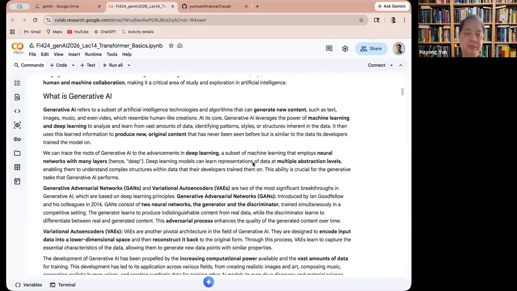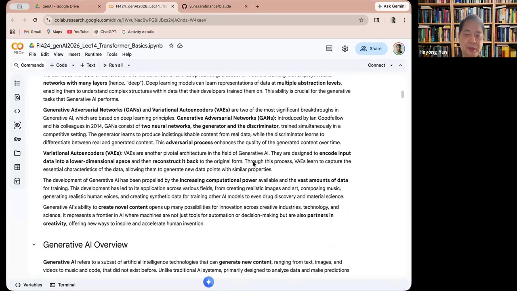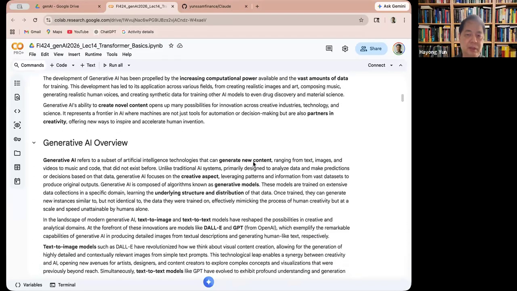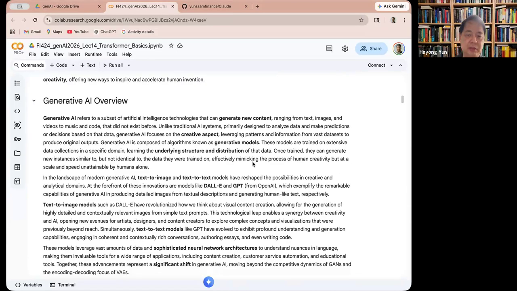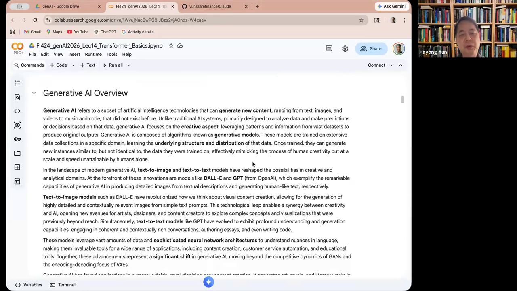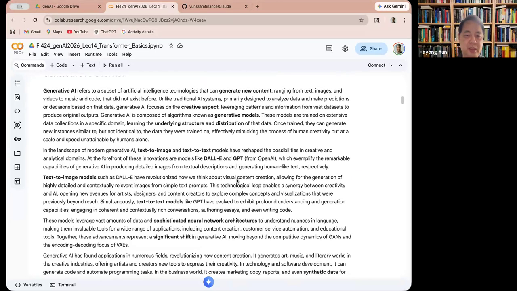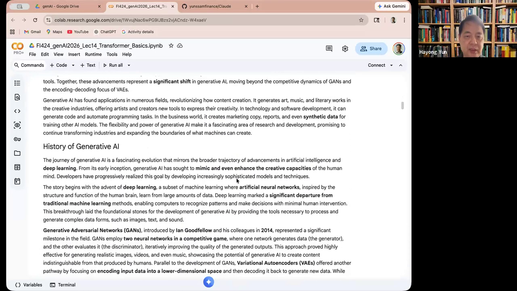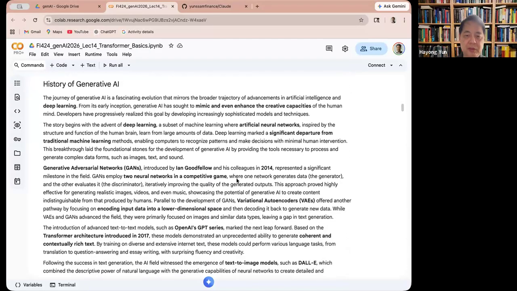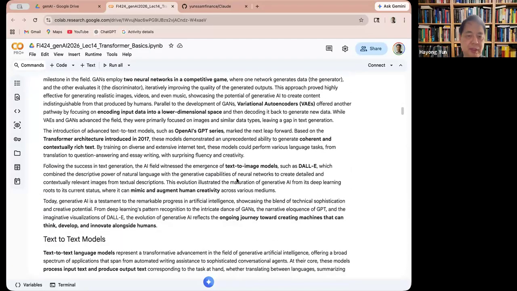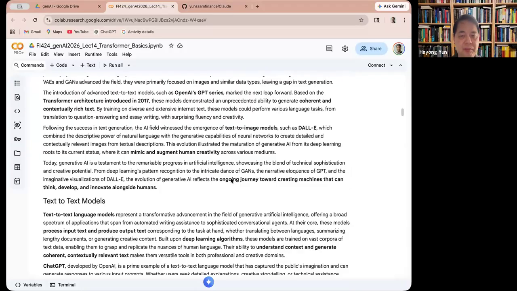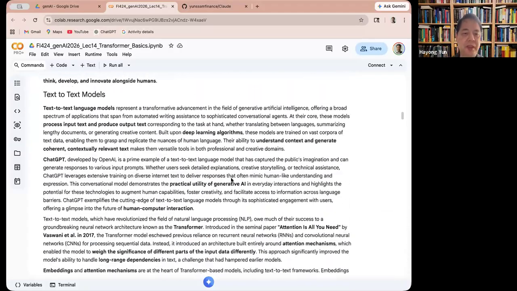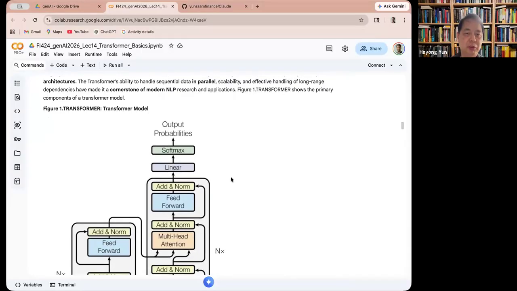So there are many things that you can do, but we'll see more in the multimodal part, for text to image and these kinds of things. Here we'll just skip these things and go to the transformer.